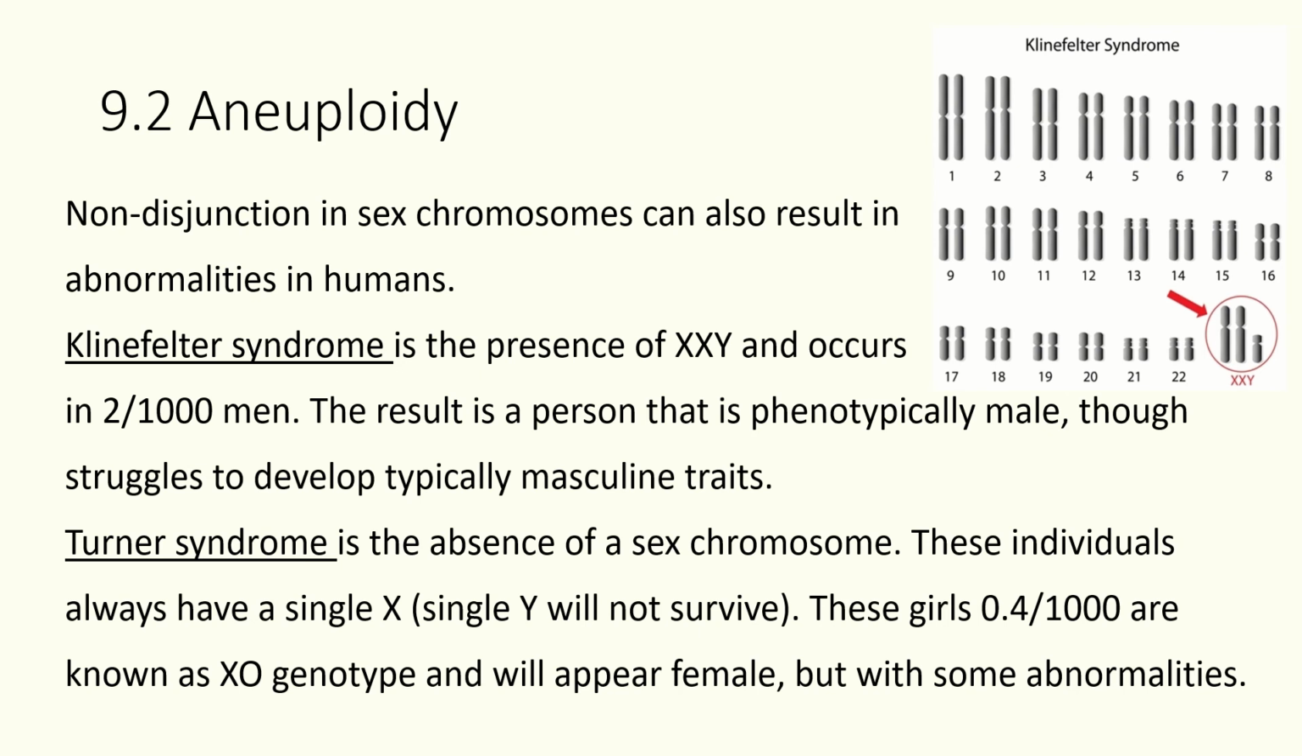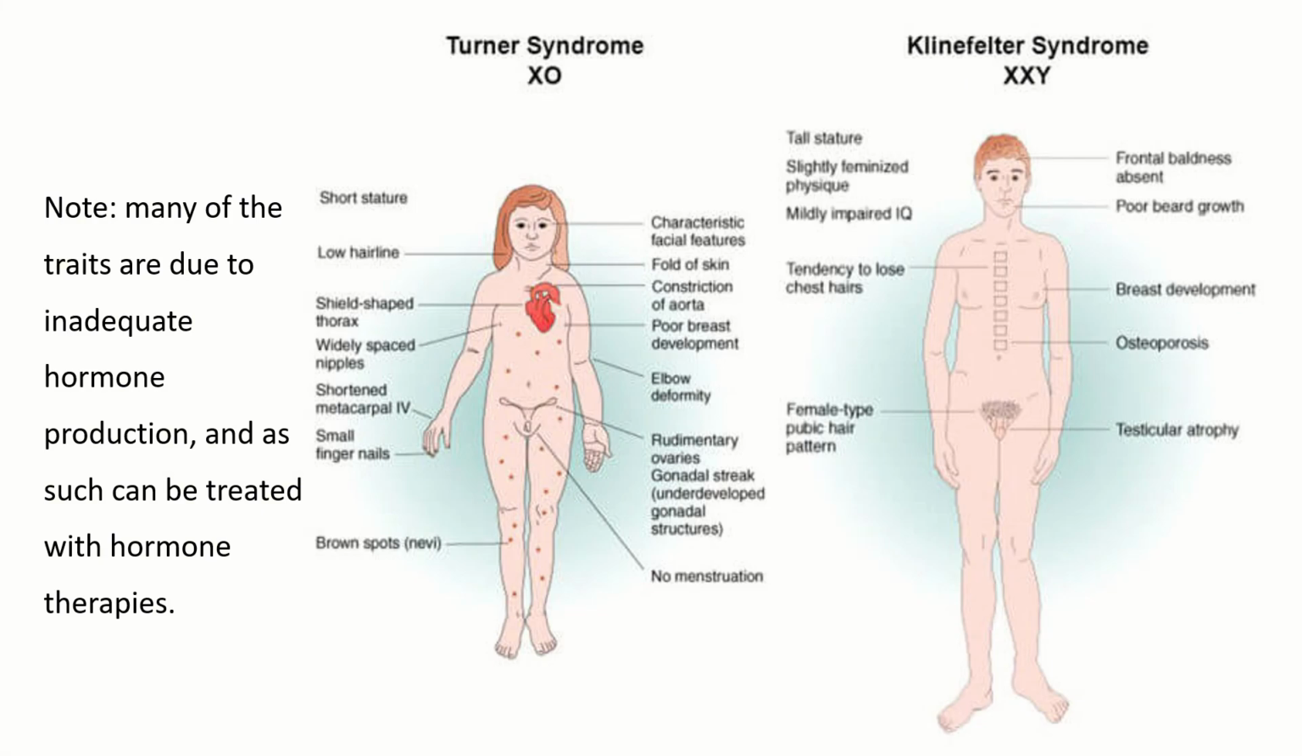It affects 0.4 out of every 1,000 girls. They have an XO genotype, and they appear female, but generally with some abnormalities. Primarily, they show short stature and delayed sexual development. So they look quite childlike for long periods of their life. So you can see here, these are 2 examples, Klinefelter and Turner syndrome.